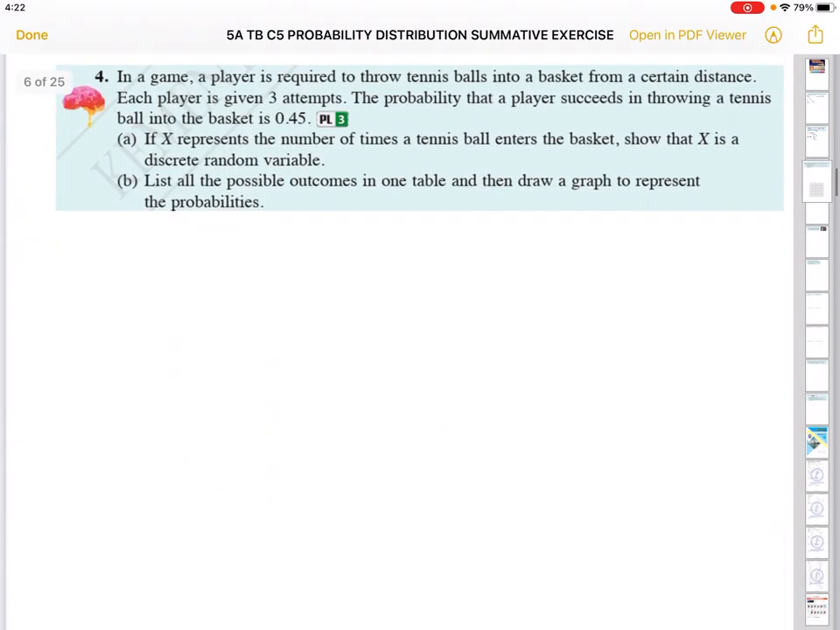So in a game, a player is required to throw 3 tennis balls into a basket from a certain distance. Each player is given 3 attempts. The probability that a player succeeds in throwing a tennis ball into a basket is 0.45. Okay, it's a very long question.